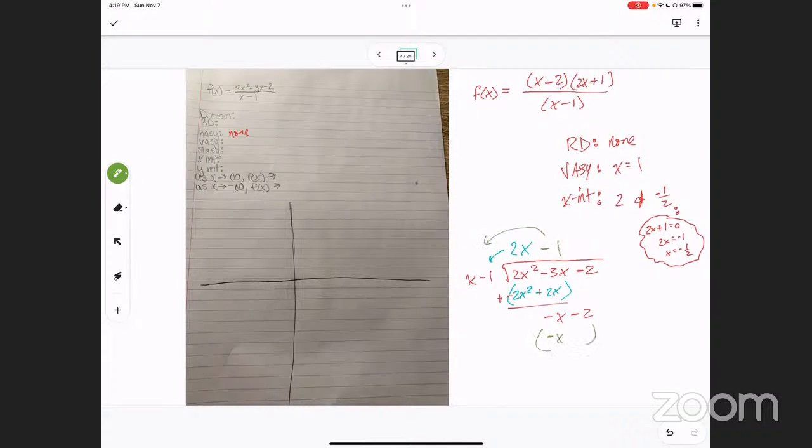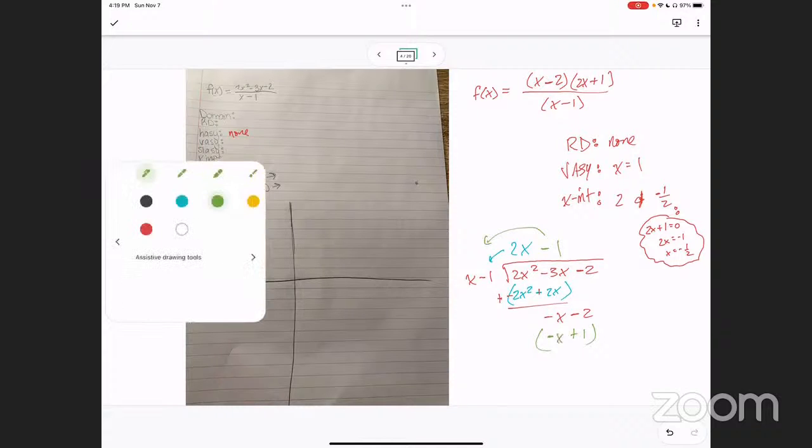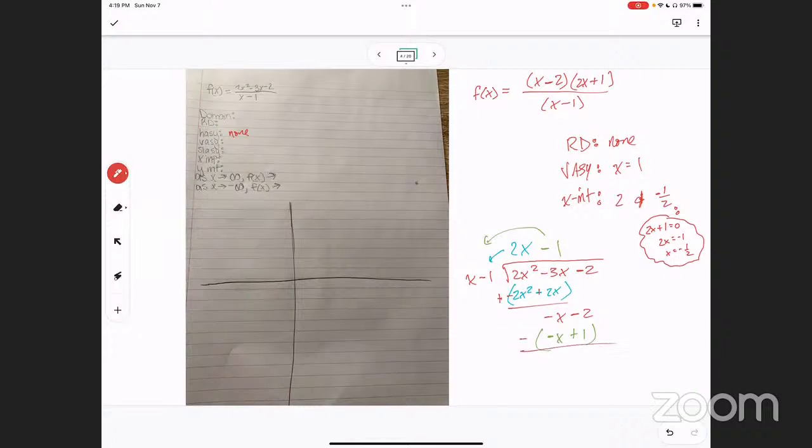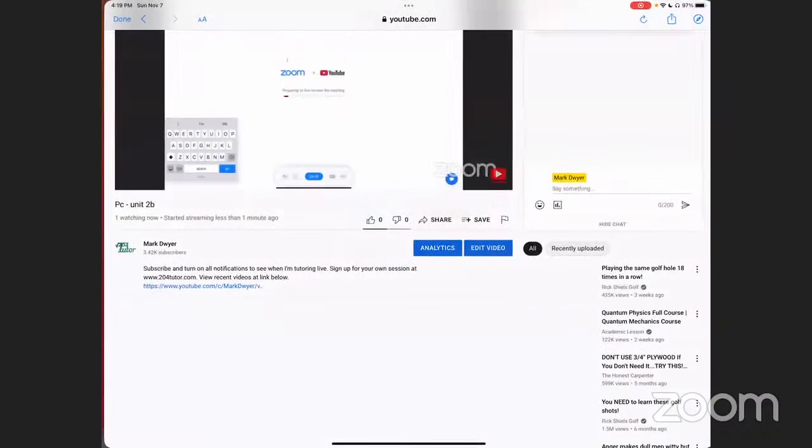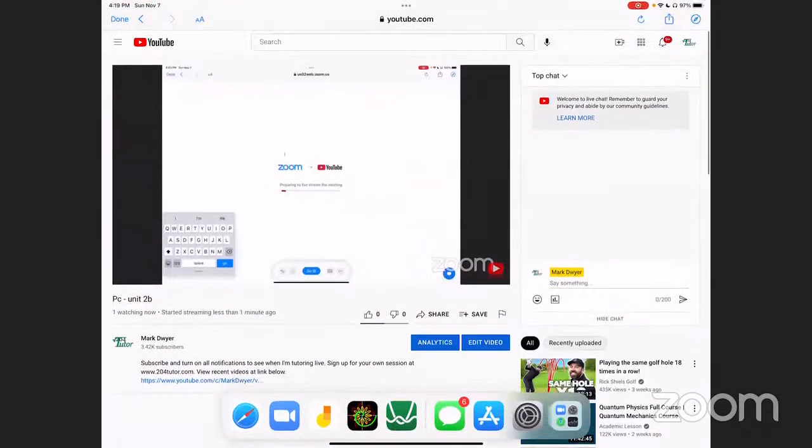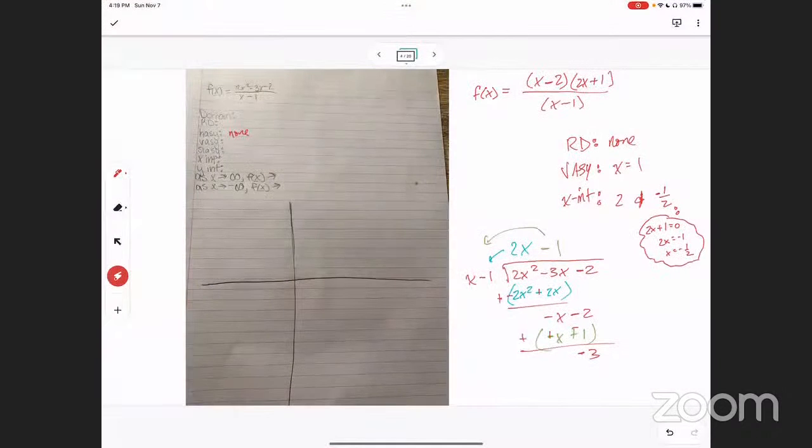I get negative x plus 1, right? Yeah. And distribute it. Not that it really matters. It doesn't really matter, but I have negative 3 left over here. That doesn't even matter, the remainder. All that matters is that I now have my SLASI. So my SLASI, slant asymptote, is y equals 2x minus 1.